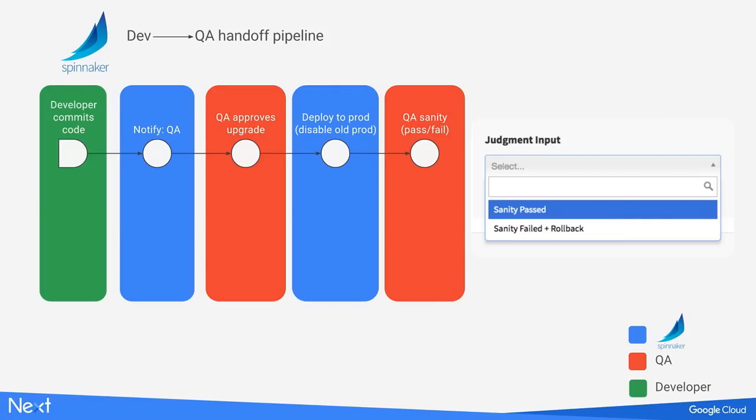Basically, going forward just means deleting the old version, and moving backwards just means enabling the old version and destroying the new one. So this has been very helpful for us.